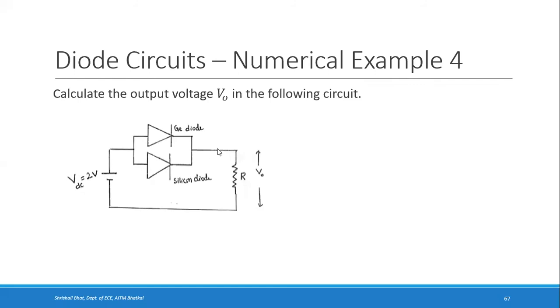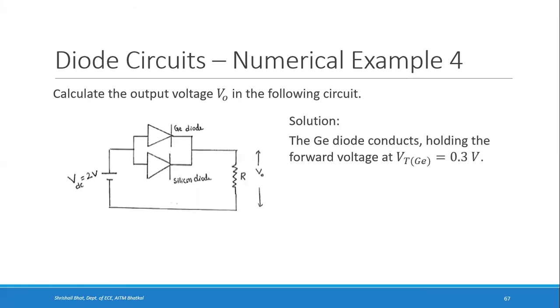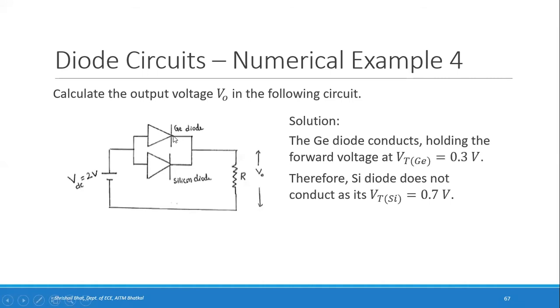Okay, so what will be the output voltage now? See, the germanium diode will conduct. When it is conducting, it will hold the forward voltage at its threshold value, that is 0.3 volts. The threshold voltage of germanium is 0.3 volts, and that is why the silicon diode does not conduct, because its threshold voltage is 0.7. So even though the applied voltage is 2 volts, once the diode starts conducting, it will hold that particular voltage to 0.3, which is lesser than 0.7, the threshold voltage for silicon.